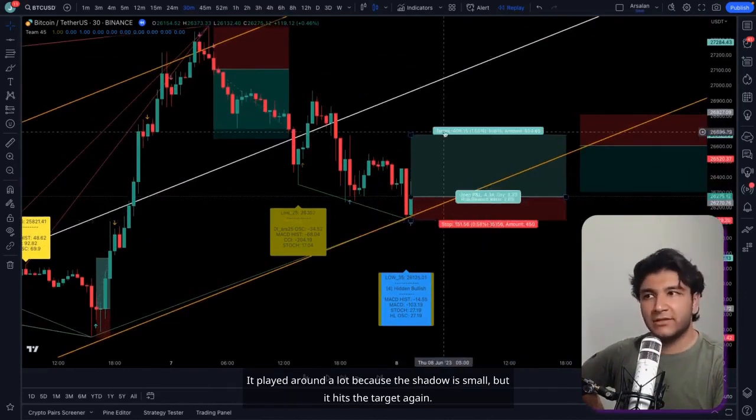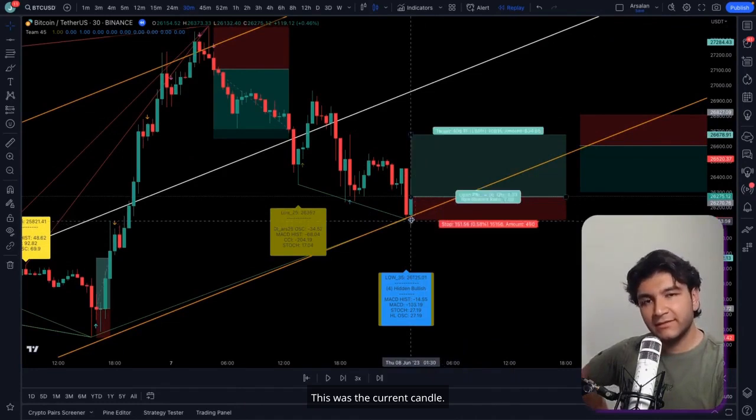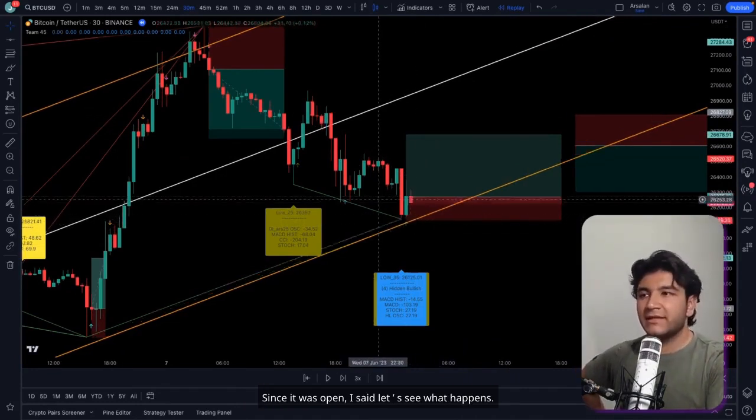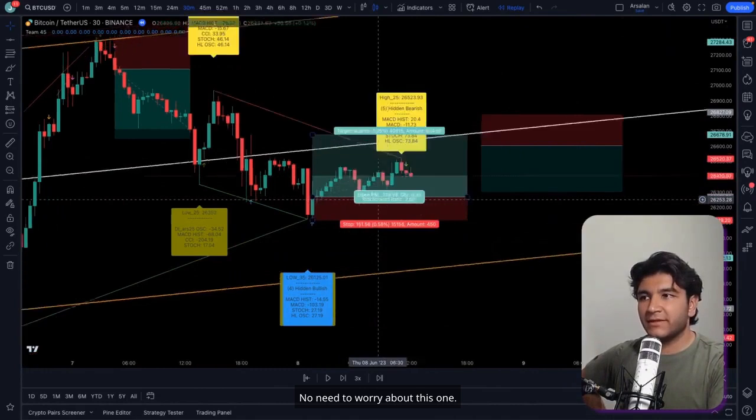It played around a lot because the shadow is small, but it hits the target again. This was the current candle, since it was open. I said let's see what happens. No need to worry about this one. That's it from our replay.